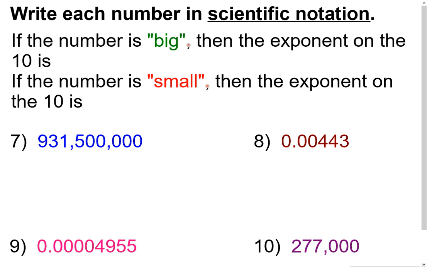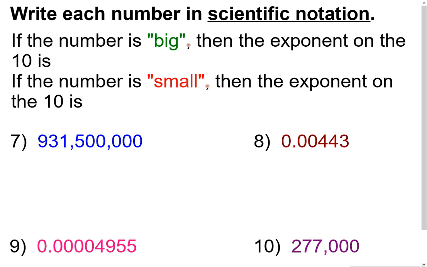Now let's go the other way. Now I'm going to give you a number in standard notation, and we have to write it in scientific notation. So here's what we want to look at when we do this. We want to look at the number, and I want to think, is it a big number or is it a small number? And my definition of big number is all the numbers are to the left of the decimal.